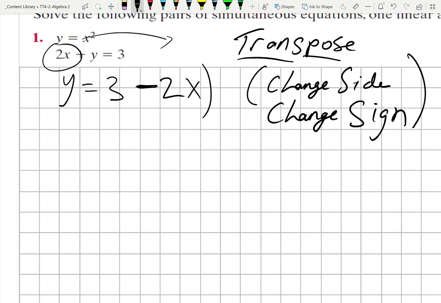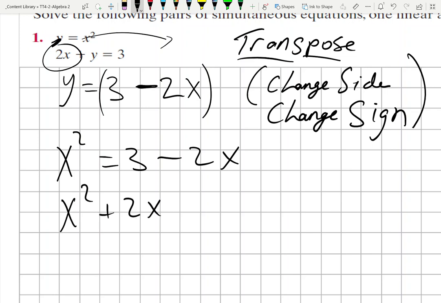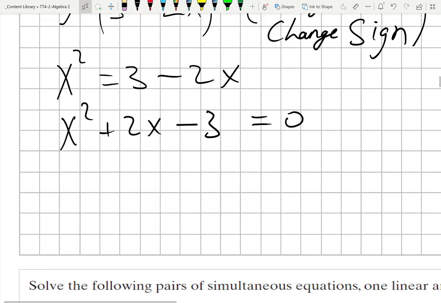Okay, that is y. So now we have x squared equals 3 minus 2x via substitution here. We have x squared plus 2x minus 3 equals 0.